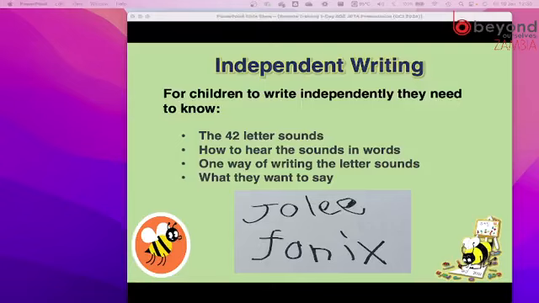Let me go through the sounds together. We've got that first sound, which is j. Then we've got o. Then we've got l. Then we've got two e's together, so we've got e. So we've got j, o, l, e. I think we might know what word that is. And then we've got f, o, n, x. And the word that we've got down the bottom is f, o, n, x. So what does it say? Let's see if you're getting these right. Yeah, it says Jolly Phonics, doesn't it?